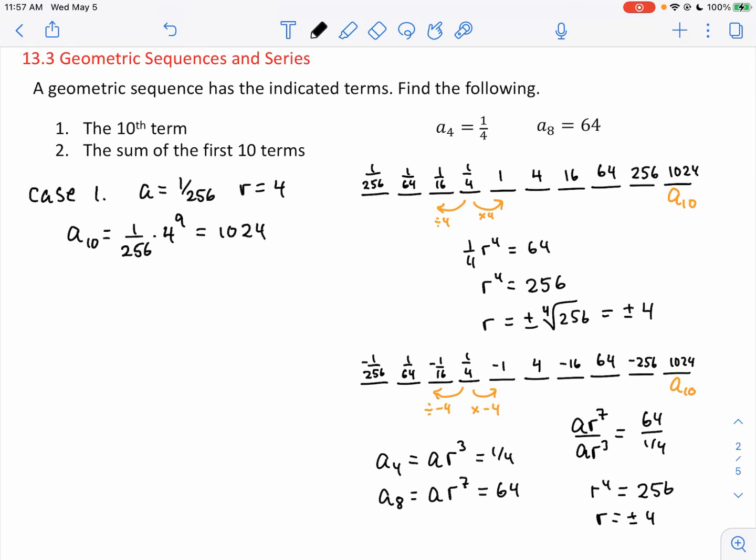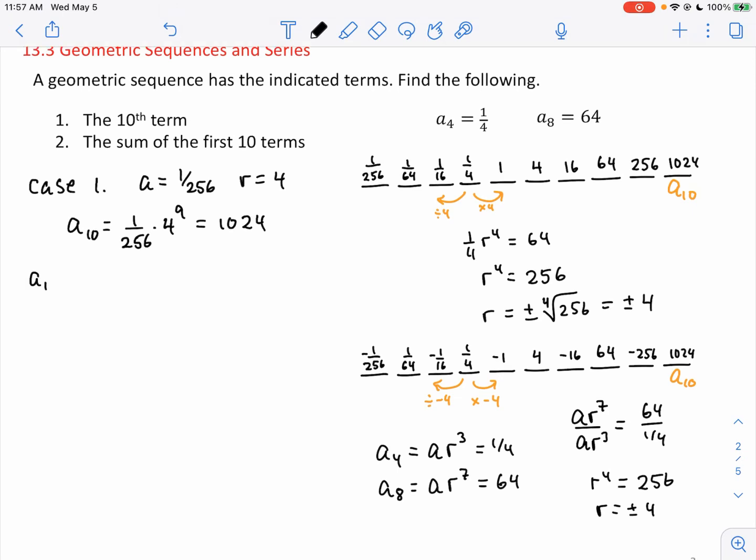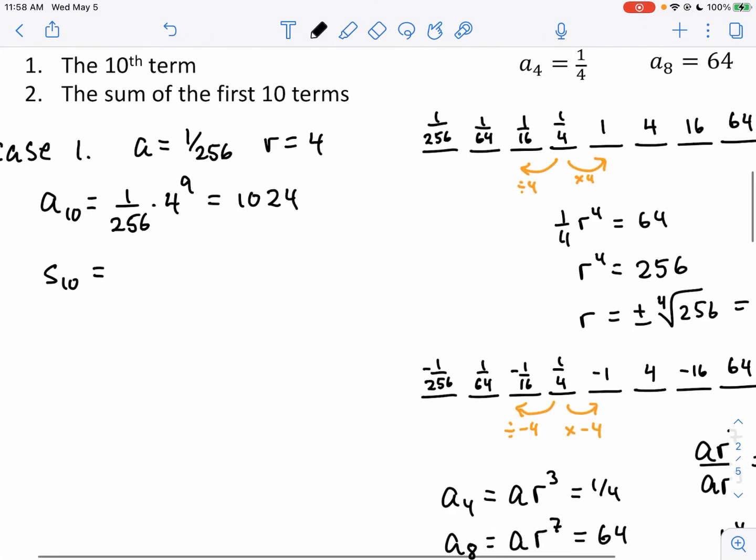And then the sum of the first 10 terms. So if we take the first term plus up to the 10th term, we can abbreviate that with a symbol called S sub 10. This means the sum of the first 10 terms. So the sum of the first 10 terms will be the first term, it's going to be a, times, now my r is 4, so I'm going to go with the expression that has r first. So I'm going to go r to the 4th minus 1 over r minus 1.